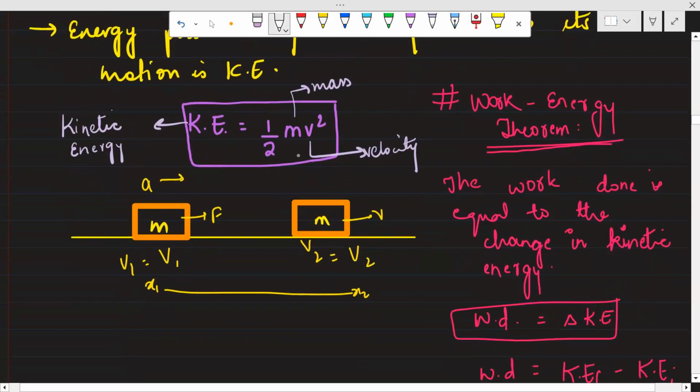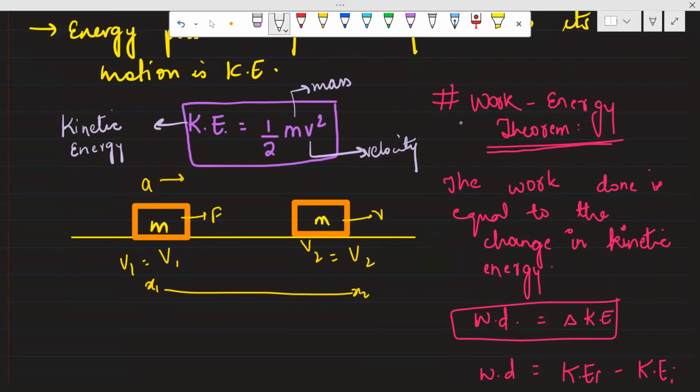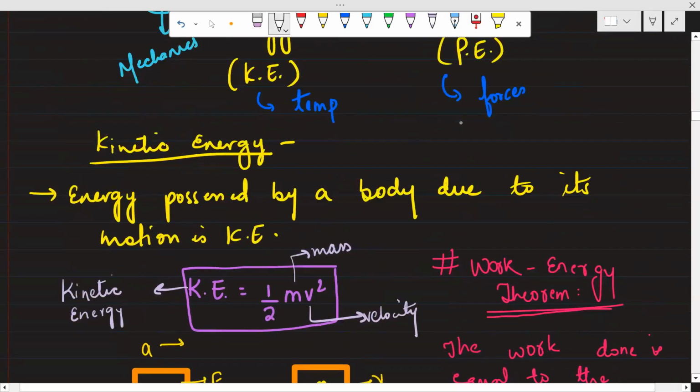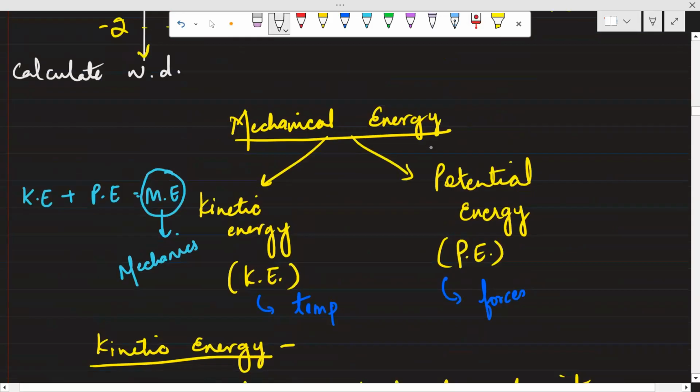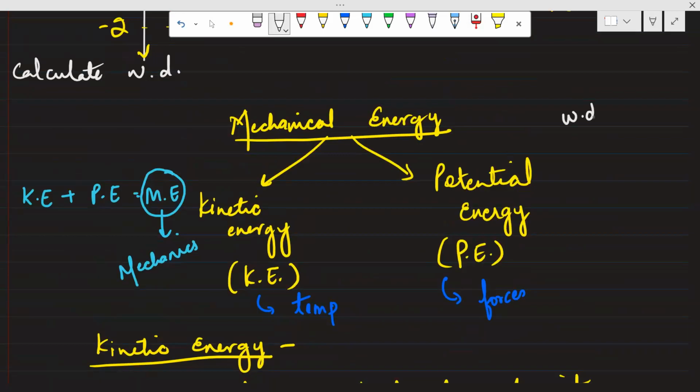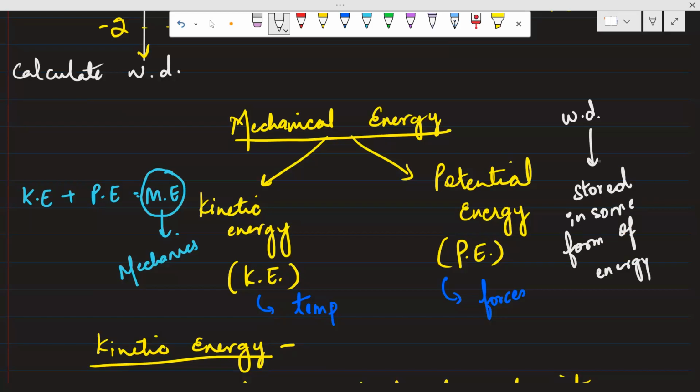It says that whatever work is done, you have studied it, not just the work energy theorem. In general, the work energy theorem says that whatever work is being done gets stored in the form of some energy, not necessarily kinetic, potential also. So this work is always stored in some form of energy.